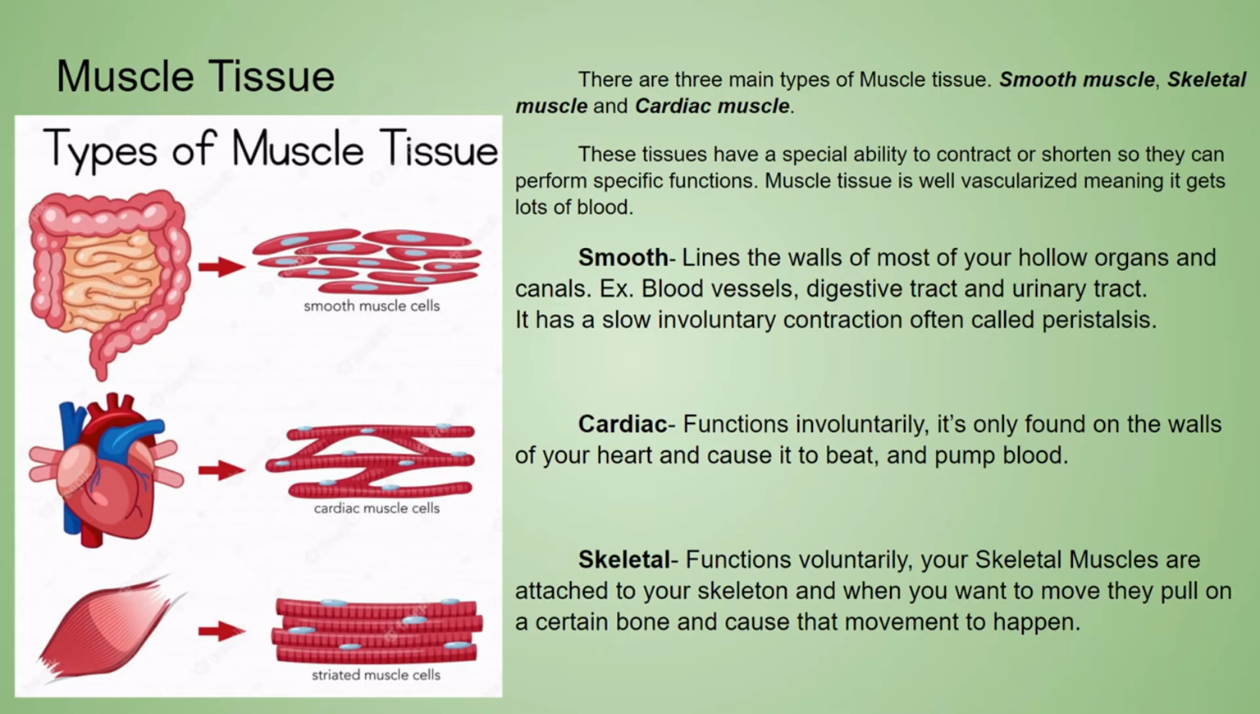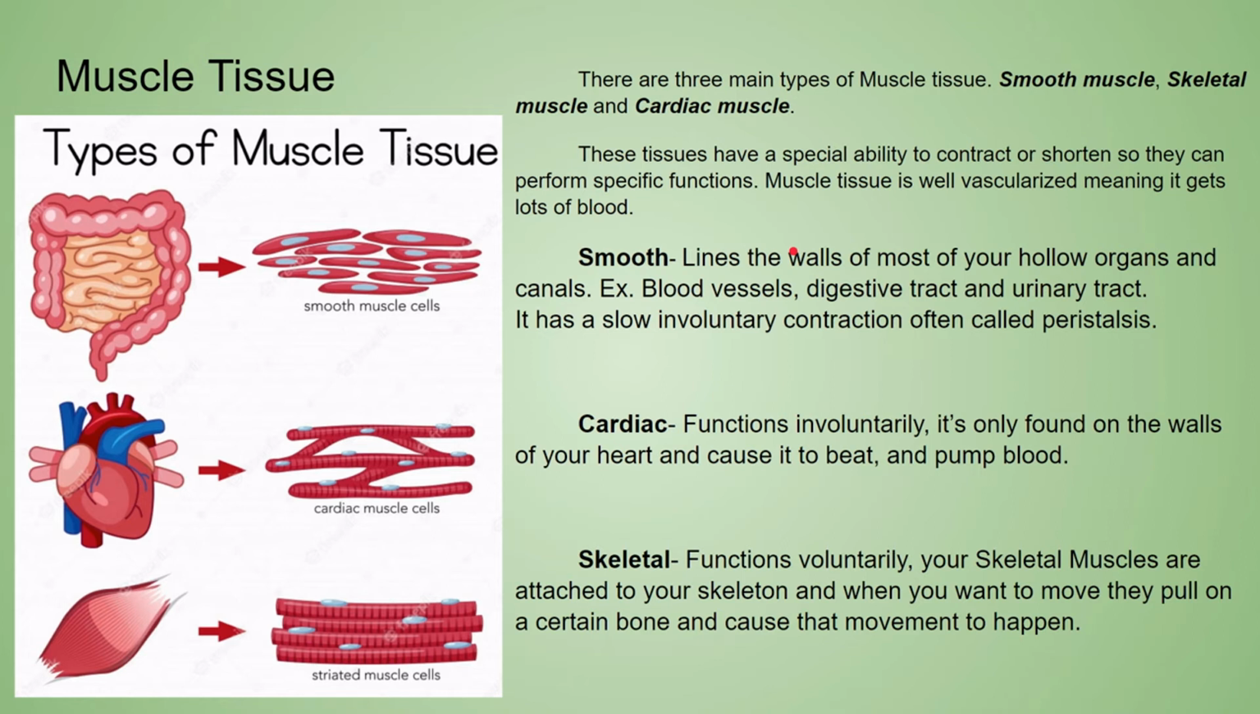Now we're going to talk about muscle tissue. There are 3 main types of muscle tissue: smooth muscle tissue, skeletal muscle tissue, and cardiac muscle tissue. These tissues have a special ability to contract or shorten, so they can perform specific functions. Muscle tissue is well vascularized, meaning it gets lots of blood.